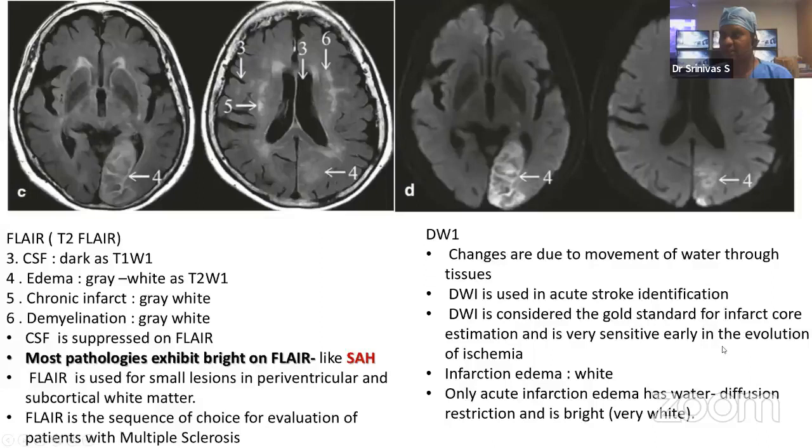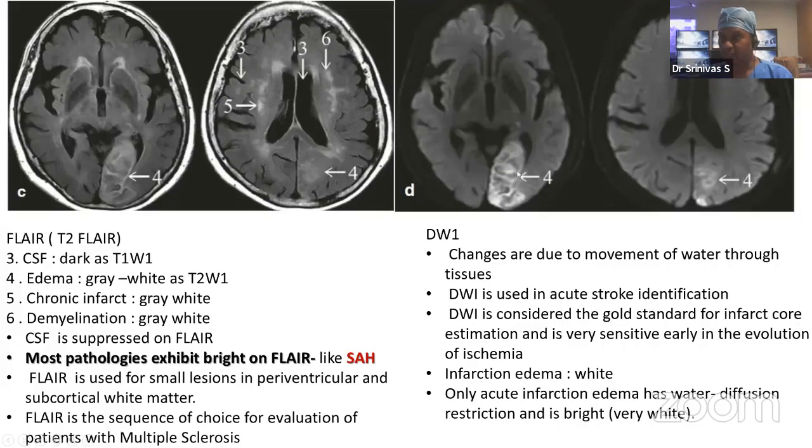It is very sensitive early in the evolution of the ischemia. Infarction edema, that means after infarction there will be edema, and this edema is represented as a white structure that is hyperdense. So here you can see edema which is because of the infarction. Only acute infarction edema has water diffusion restriction and it is bright in color.